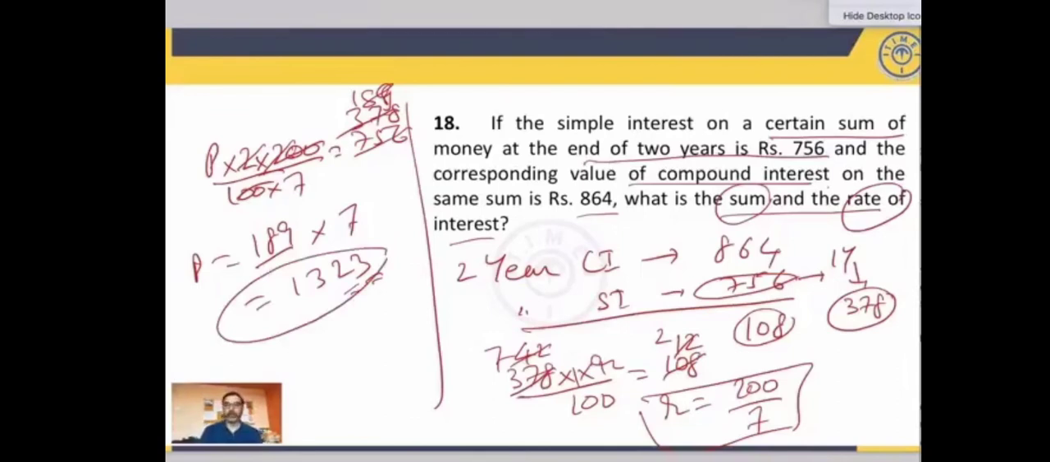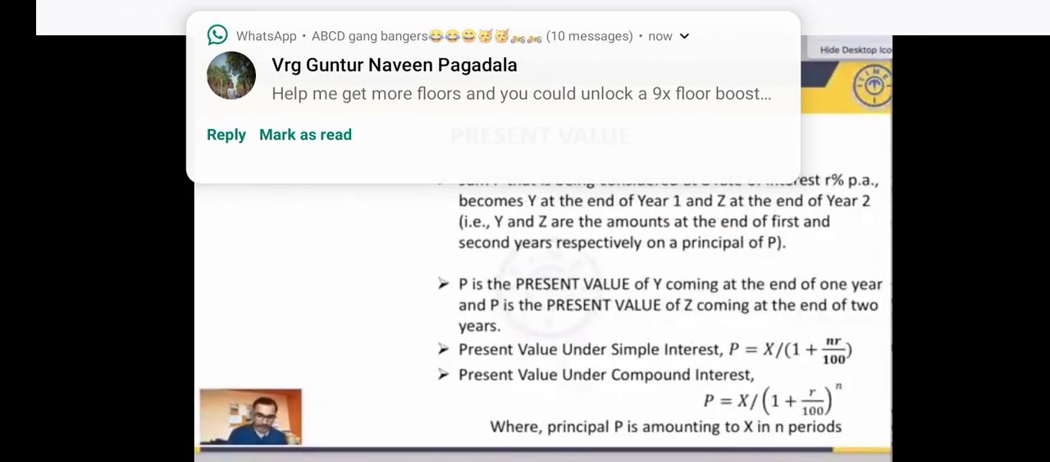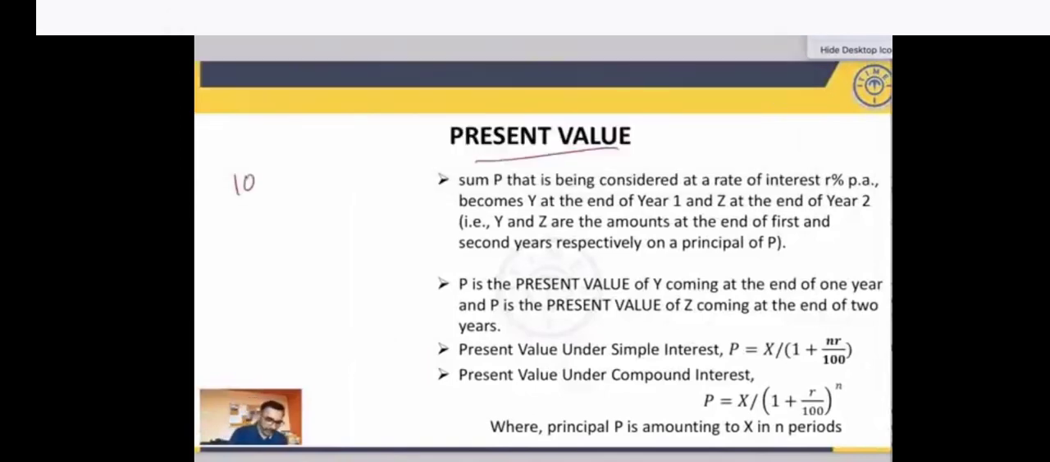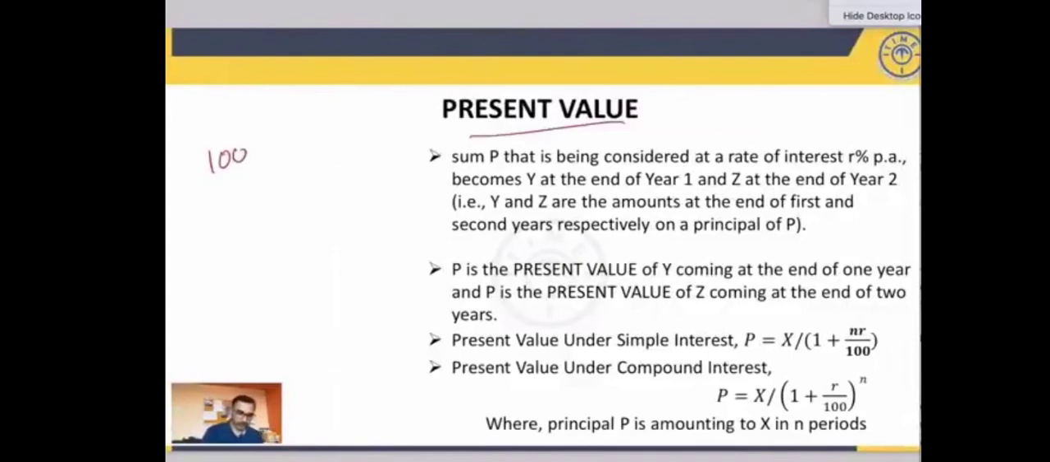Now let's move to the new concept, which is nothing but present value. Now what does the present value mean? Suppose I take 100 rupees today at the rate of 10% per annum. That means after 1 year, how much do I need to pay? 110. After 1 year, I need to pay 110. That means the present value of 110 after 1 year is 100 rupees today at the rate of 10%. That is what the present value is.